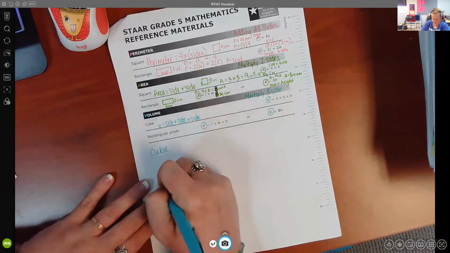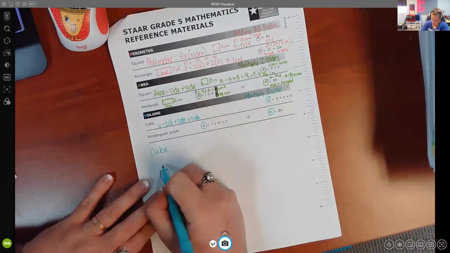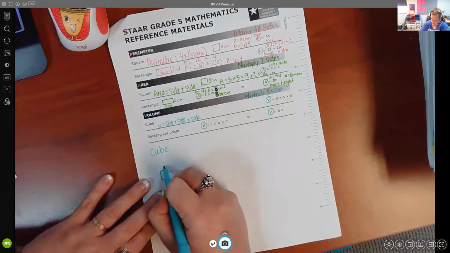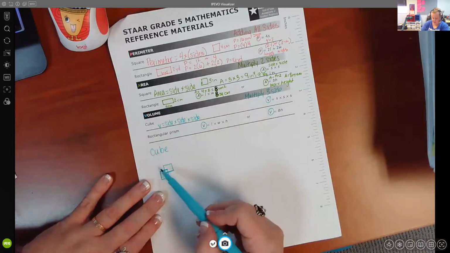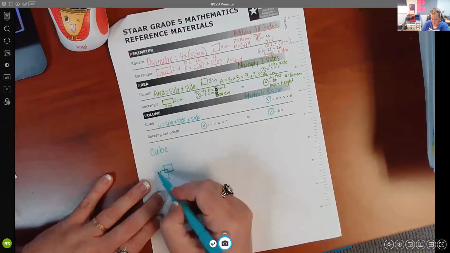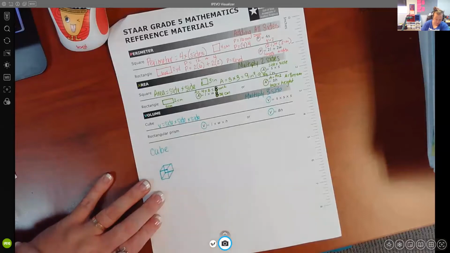You're going to draw a square. And then you're going to draw another square kind of overlapping, like that. And so your corners, your top corners, connect those. Bottom 2 connect. And now you have your cube.